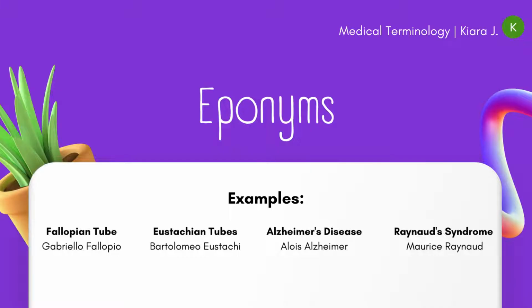Now, our examples of eponyms are your fallopian tubes, which are a part of the female reproductive system. They were named after Gabriello Falloppio. You have your eustachian tubes, which are a structure in the inner ear. This was named after Bartolomeo Eustachi.